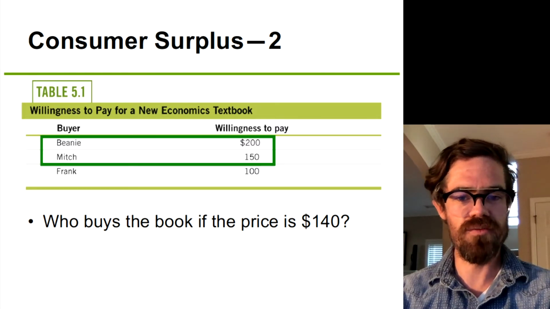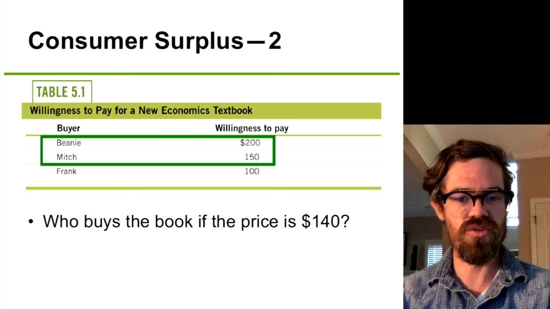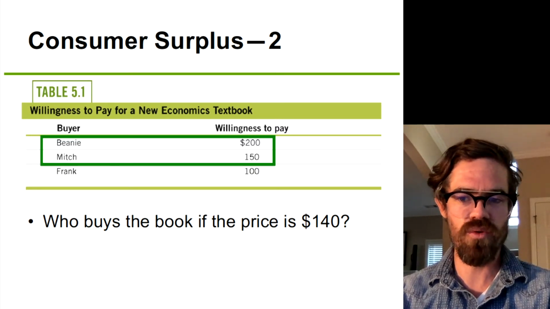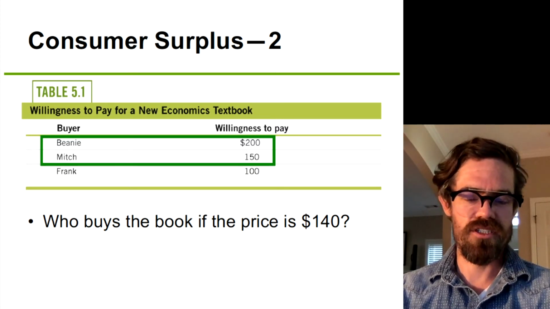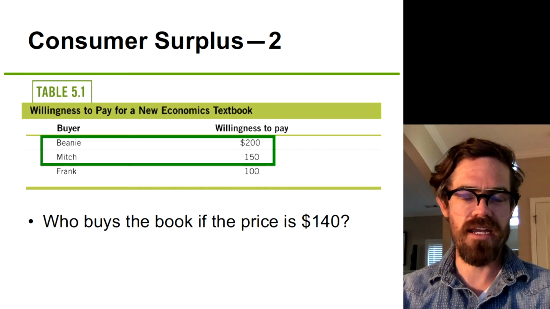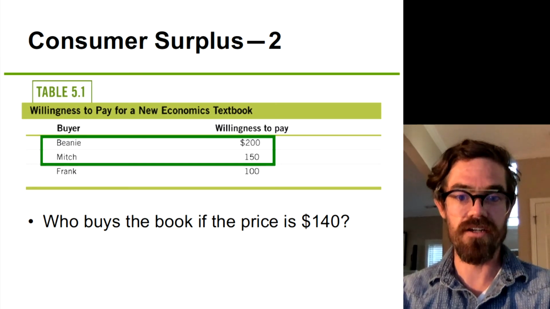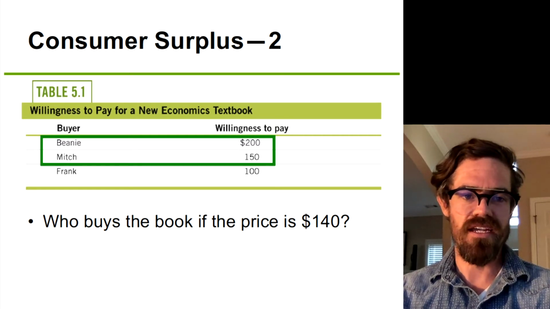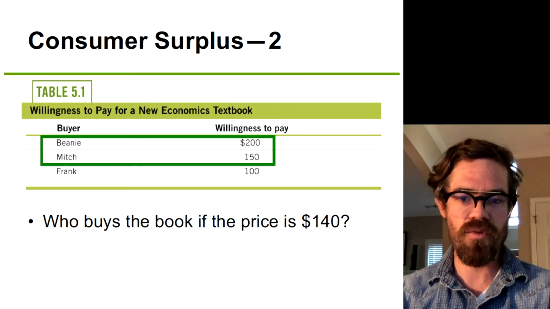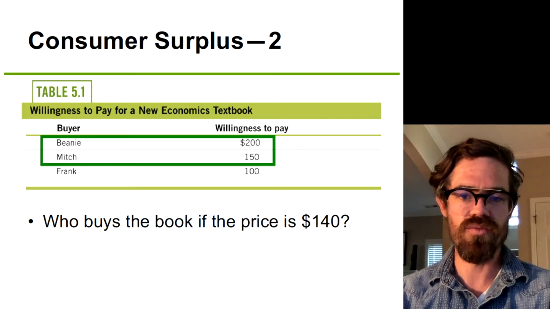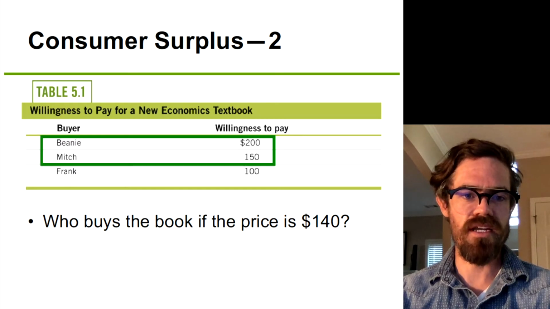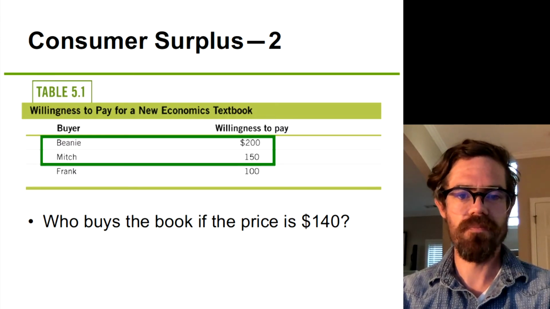If I asked you who would buy the textbook if the price was $140, it's pretty straightforward: anybody whose willingness to pay is at least $140 or greater. In that case, it would be Beanie and Mitch. Frank would not be willing to buy this book at the price of $140. His highest willingness to pay is $100. So only Beanie and Mitch would end up buying the book.